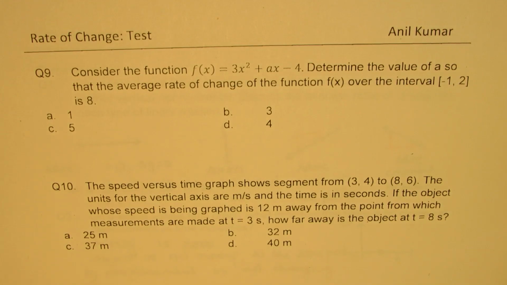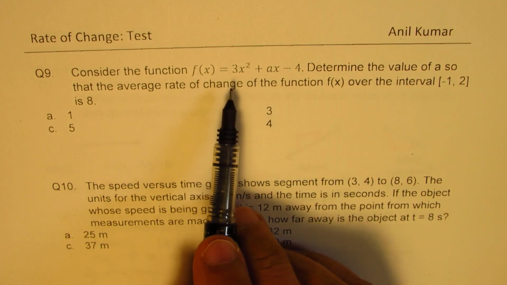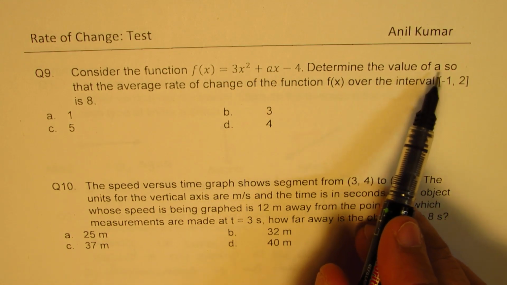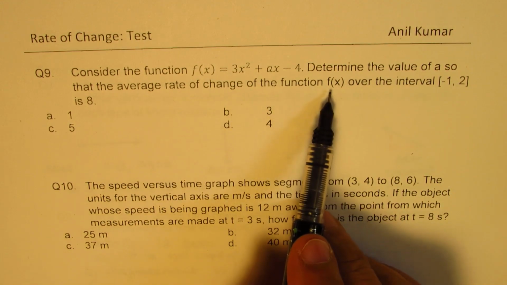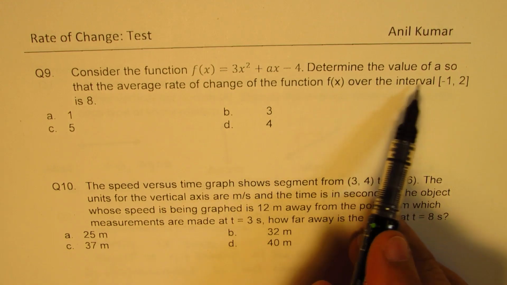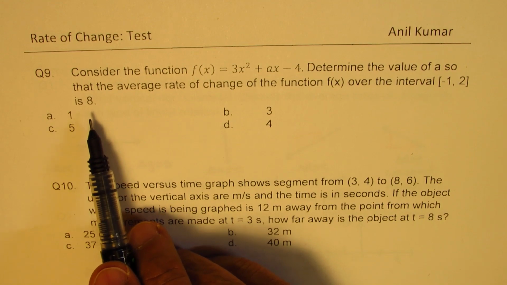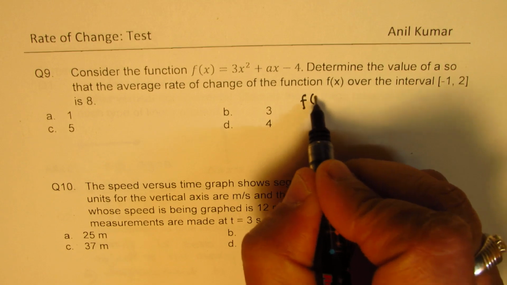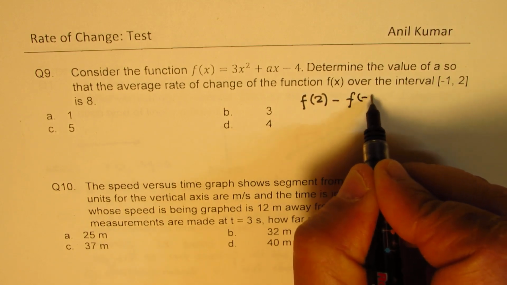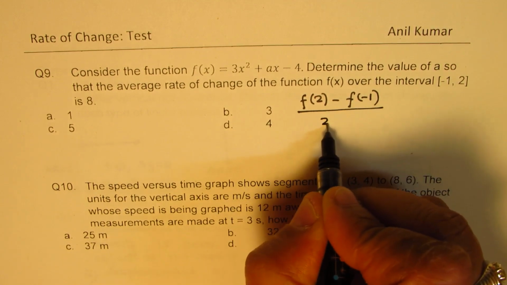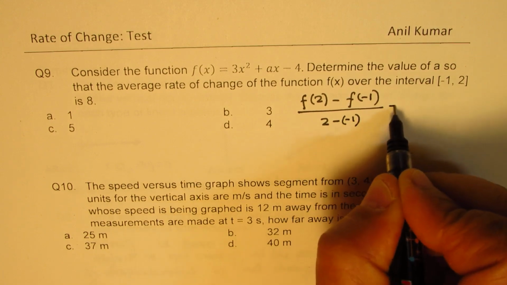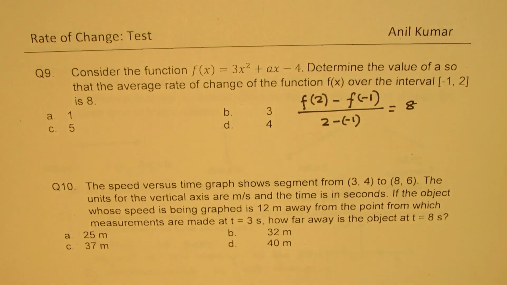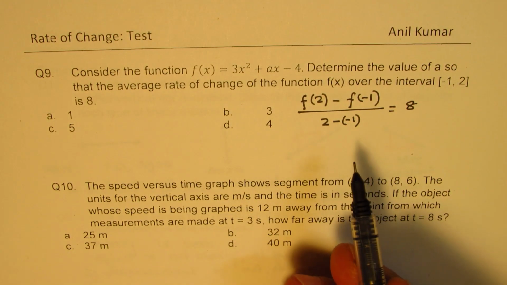Question number 9. Consider the function 3x squared plus ax minus 7. Determine the value of a so that the average rate of change of the function f of x on this interval is 8. Okay, so basically we are saying that f of 2 minus f of minus 1 over 2 minus minus 1 should be equal to 8. This is what we are saying, correct? So let's substitute the values and find the answer.